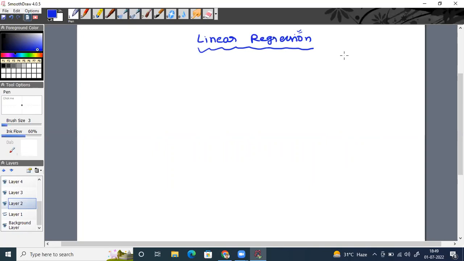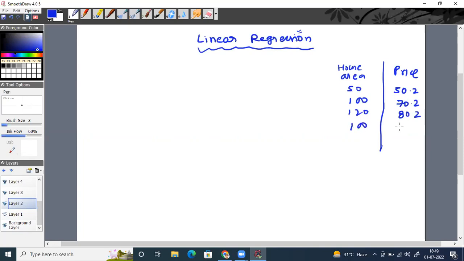In which kind of problem can we use it? For example, we have a house area and a corresponding price. Somebody says that if the house area is 50, the price is 50.2 lakhs. If the house area is 100, the price is 70.2 lakhs. If it is 120, the price is 80.2 lakhs. If it is 100, suppose 90.7 lakhs, something like this. Here the output is a continuous numeric output, a continuous variable. Such problems are known as regression problems.